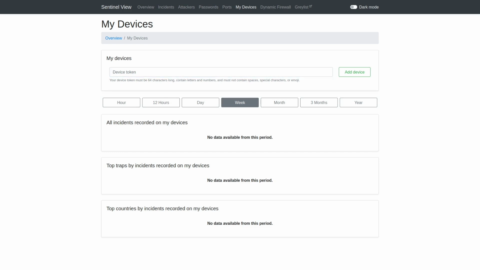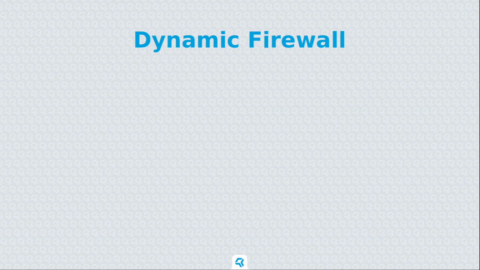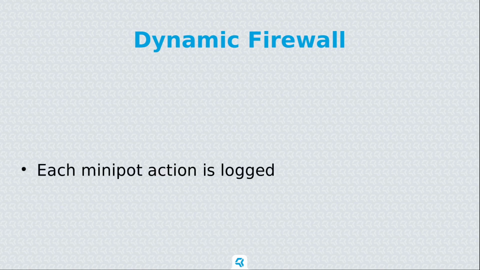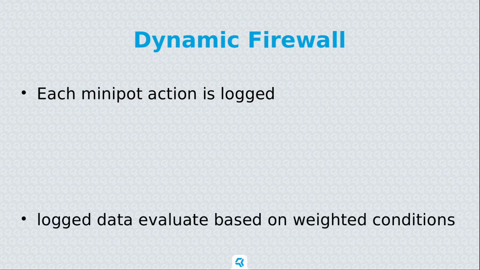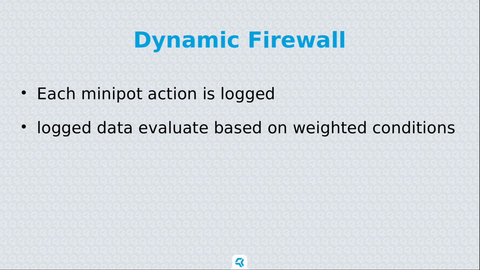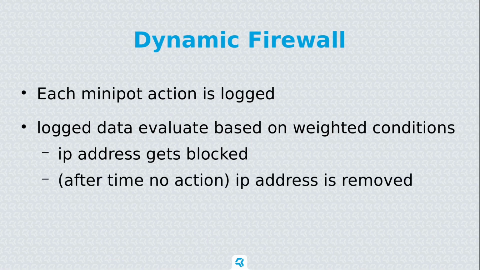Dynamic firewall. One of the things that were mentioned in the article which followed the release was a promise to show dynamic firewall. And we will get into what dynamic firewall does. So each minipod action is logged on the router, sent to our server. Log data for IP address of attacker is evaluated based on weighted conditions. We won't get into it right now, but the premise is either IP address gets blocked, or after time or no action, the IP address is removed.